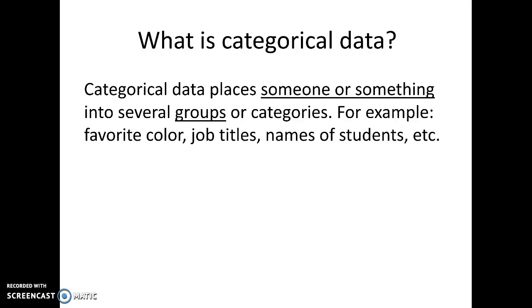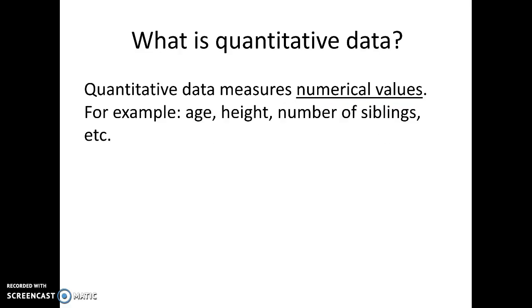Categorical data places someone or something, which you should make sure you have in your notes, into several groups or categories. So for example, favorite color, job titles, names of students, and so forth. Quantitative data, and think quantitative, quantity type, measures numerical values such as age, height, number of siblings, and so on.